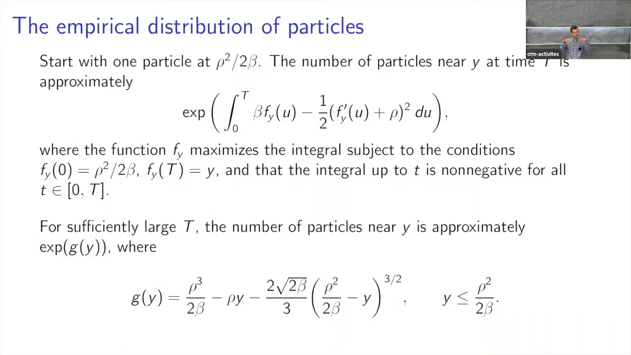And this is just because large deviations heuristics tell us that most particles that are near y at time t should follow a trajectory that's very close to the optimal one. And we can actually solve this optimization problem. We can calculate the function f_y explicitly, we can evaluate that integral, and that leads us to the result that if t is sufficiently large, then the number of particles near y should be approximately e to the g of y, where g of y is given by this expression here.